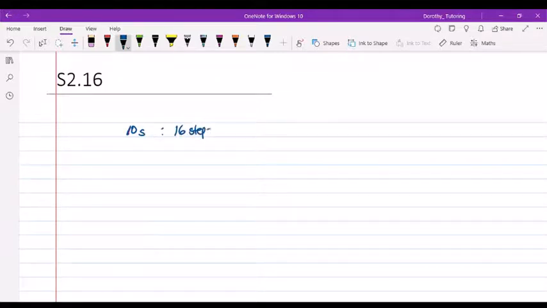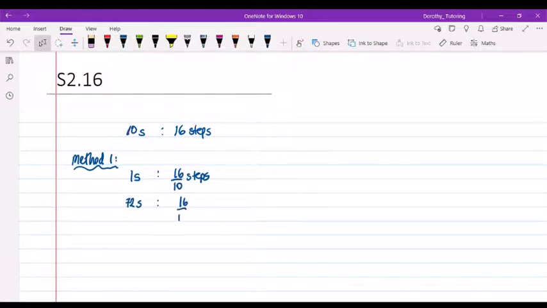Right, so we've got 10 seconds, and we take 16 steps. The first method is to say, right, I want to figure out how many steps I take in 1 second. So 1 second, 10 over 16. I'm not going to simplify it that much more because I'll just see what falls out. I can simplify it later. Now I've got 72 seconds. So I'm just going to multiply by 72 and see what pans out.